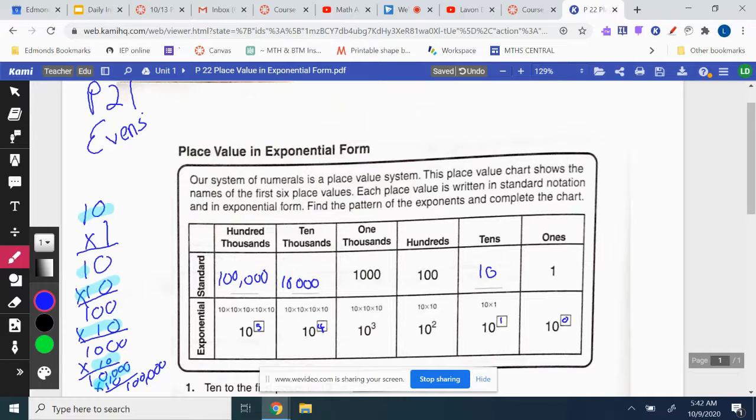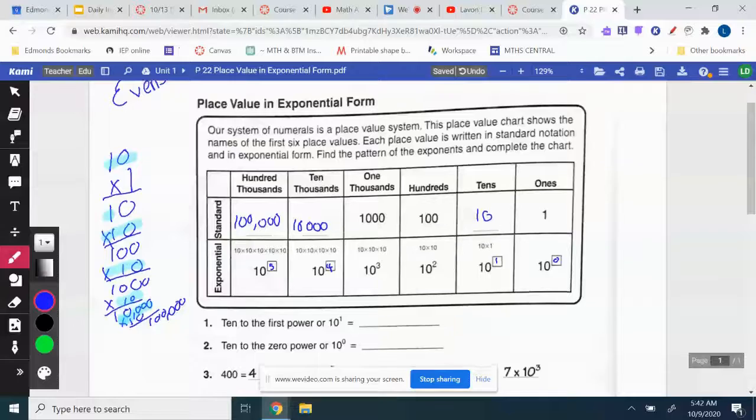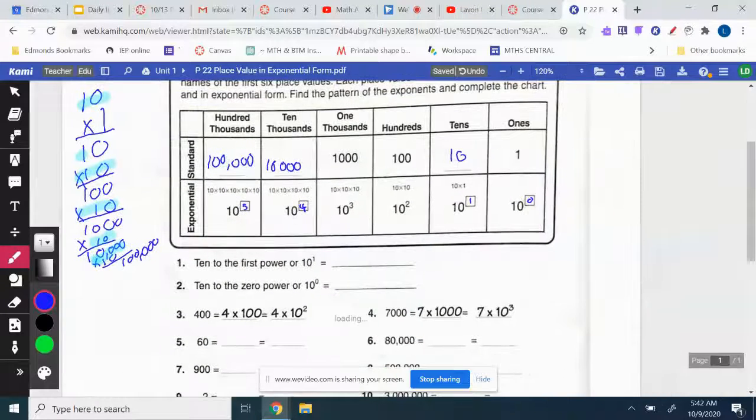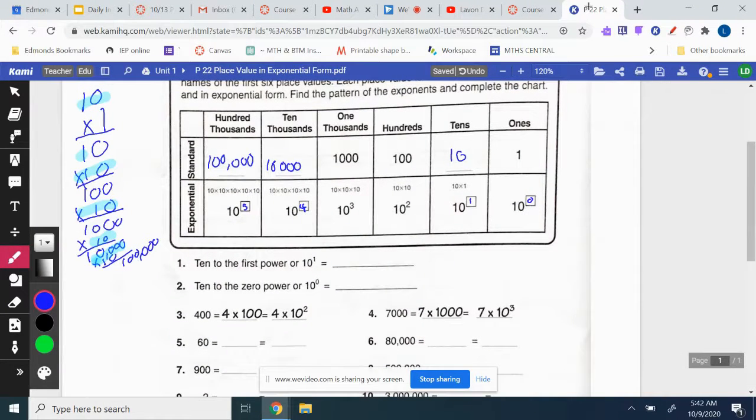I'm going to repeat that. Anything to the 0 power is 1. So let's take a look. 10 to the first power, 10 equals 10.